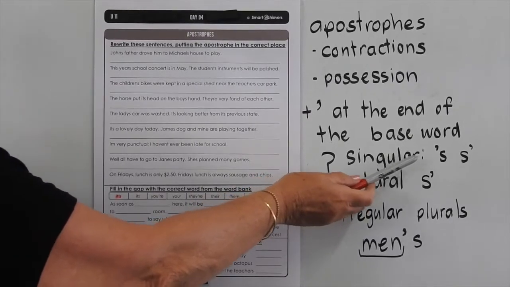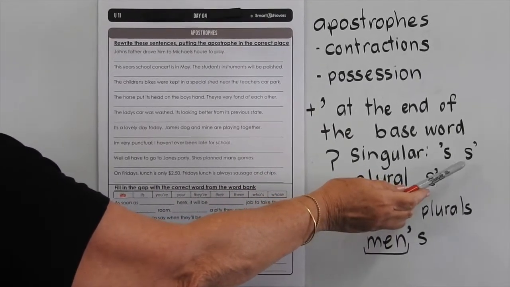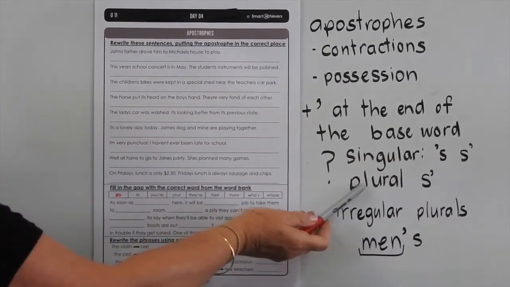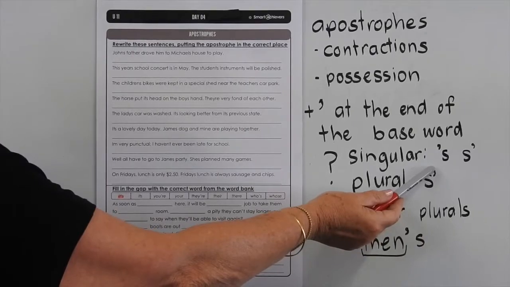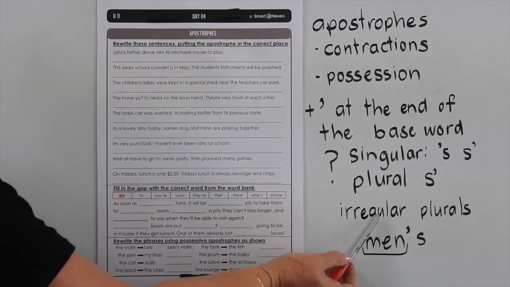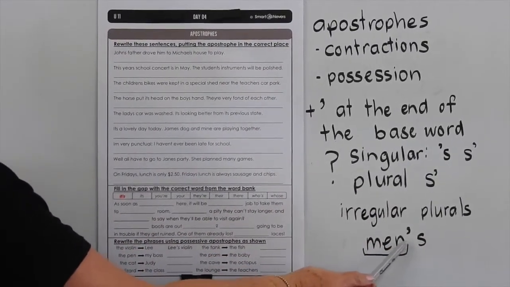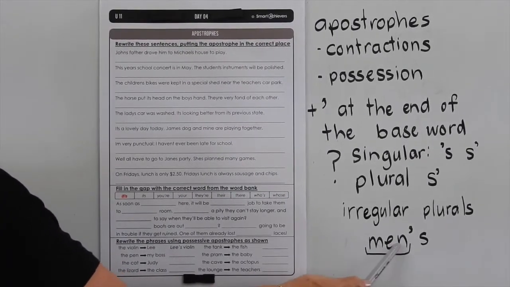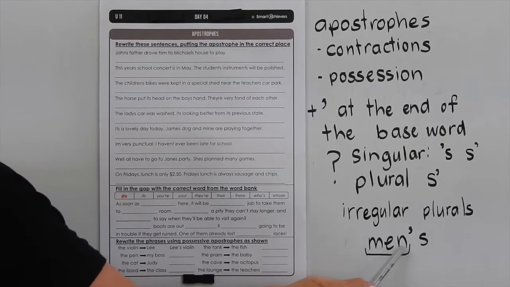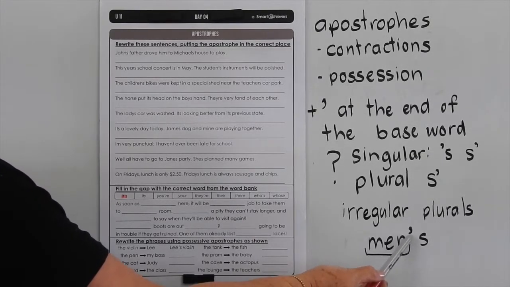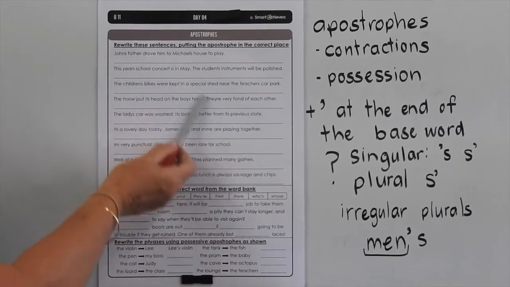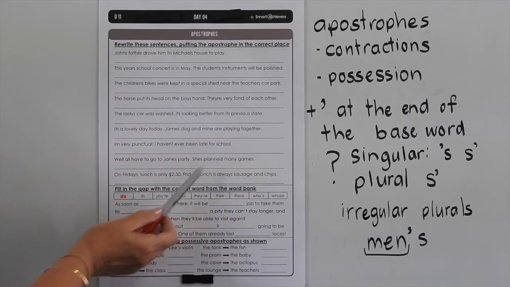If it's singular, it usually goes before the S unless the base word ends in an S, and then it goes after the S. If it's in its plural form, then it goes after the S. But if it's an irregular plural, such as men, the base word of the plural for man is men. So the end of the base word is the N, so the apostrophe must go at the end of the base word, so it goes before the S. So work your way through here. We've got a mixture of contractions and possessive apostrophes through there.